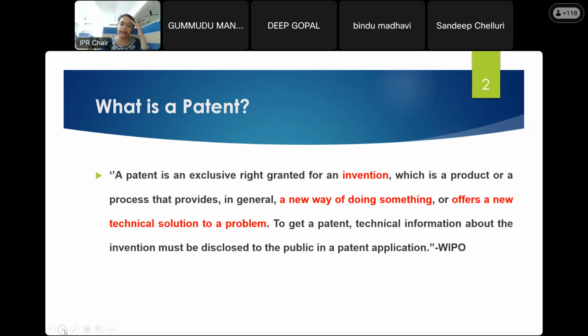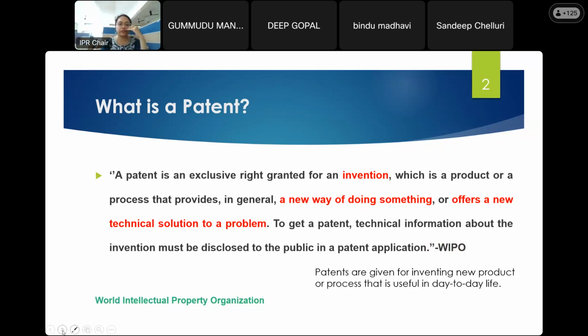This definition of patent is given by WIPO, that is World Intellectual Property Organization. Here you can see the full form of WIPO also. So basically patents are given for inventing a new product or process that is useful in day-to-day life. It is not for groundbreaking discoveries. It is for inventions that are useful in day-to-day life.